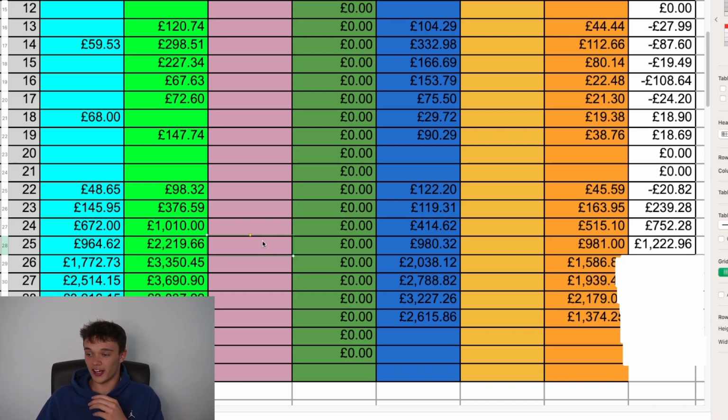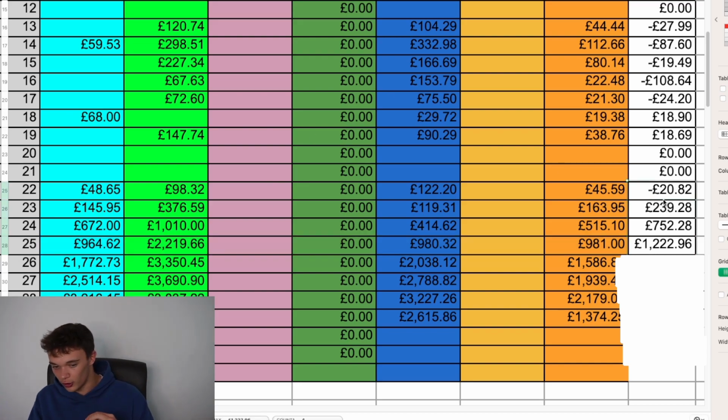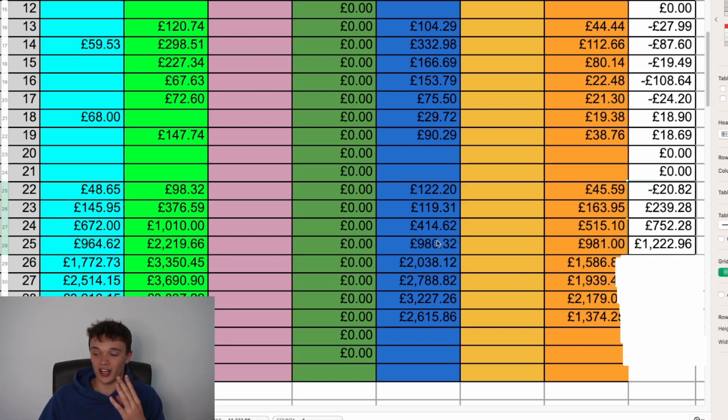For the 4th day, so including the first day, we made a total of £2,000 in 4 days. And this is only the first 4 days of this store. So let's get into day 5.